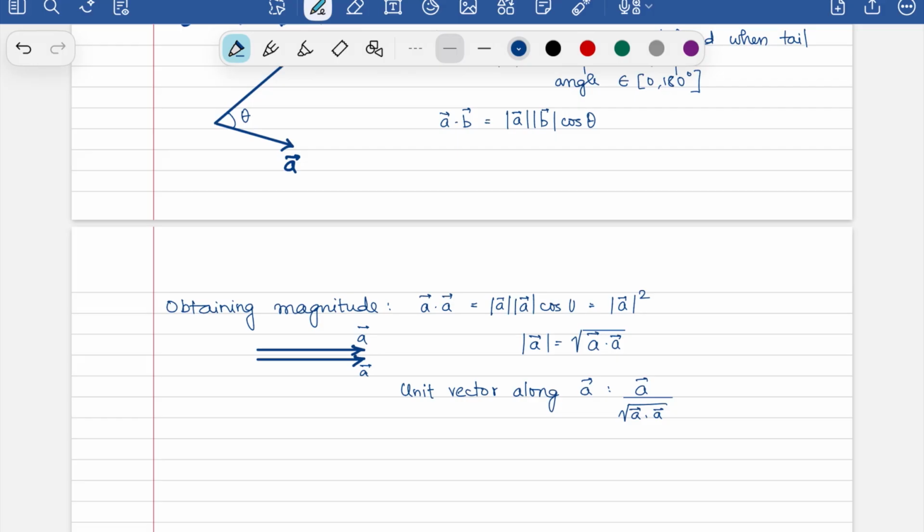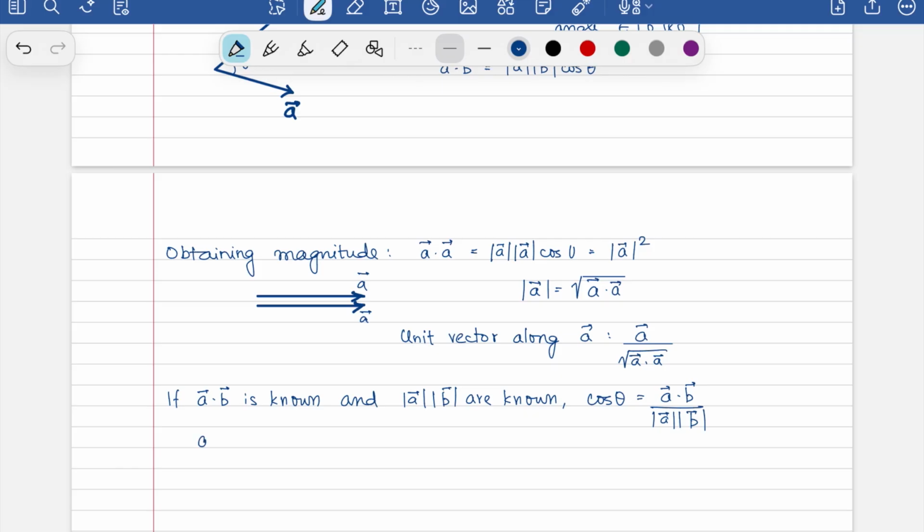Of course, if there's some way for you to find out what A vector dot B vector is, so if A vector dot B vector is known and the magnitude of A and magnitude of B are known, then you have that cos theta is equal to A vector dot B vector divided by their magnitudes multiplied, right? So now you can find theta as cos inverse of this.